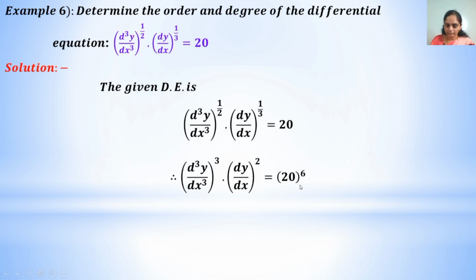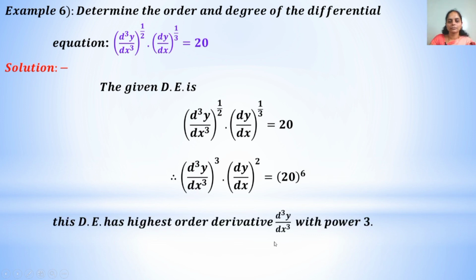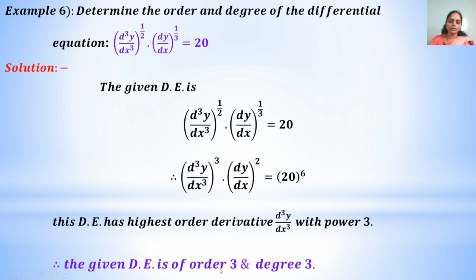Now, in this differential equation, there are two terms. First is d3y by dx cube and second is dy by dx. In both the terms, the highest order derivative term is d3y by dx cube. Therefore, the order of this differential equation is 3 and the power of this highest derivative is 3. So, degree of this differential equation is 3. Therefore, the order of this differential equation is 3 and degree of this differential equation is 3.